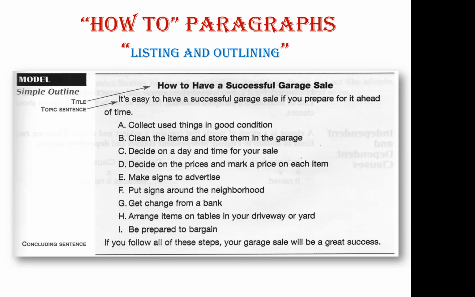We say A, collect used things. So whenever the reader reads them, he understands that these are steps without even using the time transition signals, okay? So it is another kind of paragraph, but we call it an outline. After that, after we finish the steps, we put a concluding sentence. If you follow all of these steps, your garage sale will be a great success, okay?